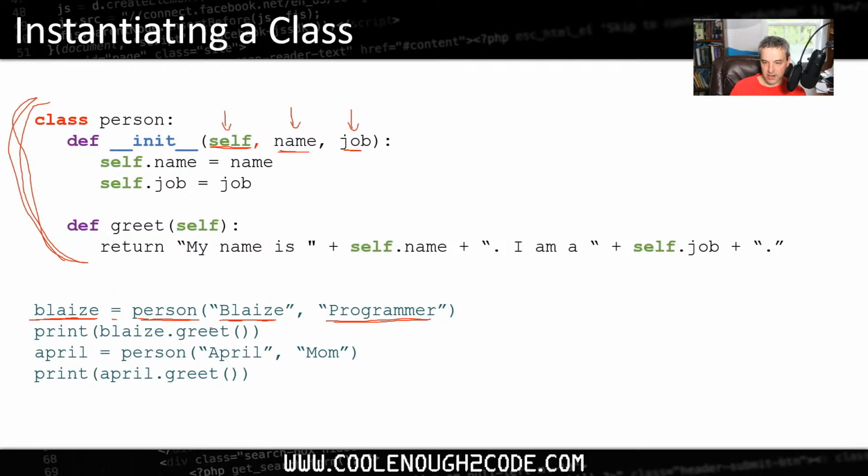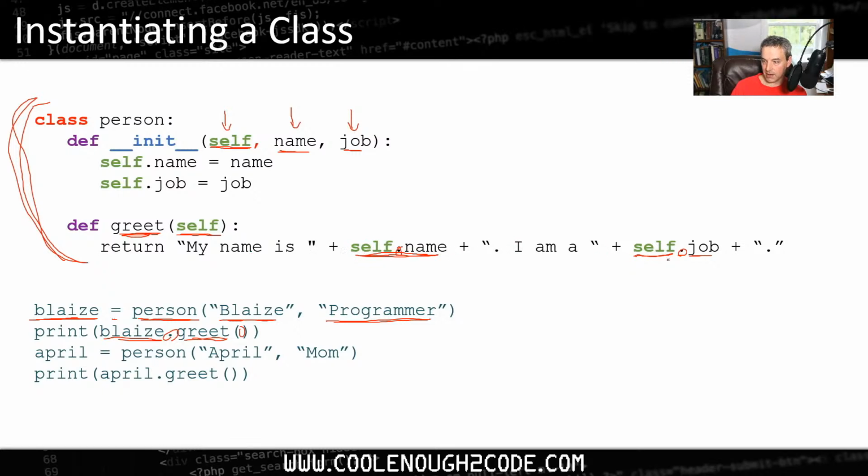And so this one then will call blaze.greet, and it's going to call this function right here, this method, and it's going to return this string right here. And notice that I didn't have to pass any parameters into that method either. And again, it's going to substitute the first parameter as the self-referencing object itself, and then it's going to give me access to the properties on that object using a dot notation like this. So self.name and then self.job.